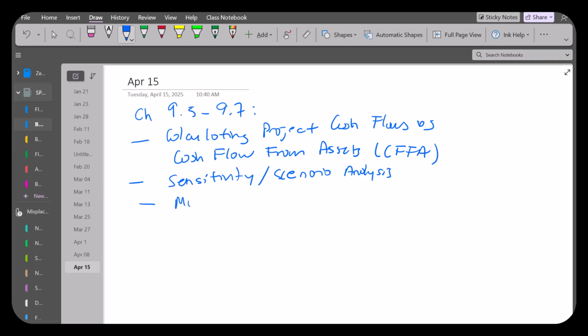And we're going to talk about managerial options and a little bit about capital rationing.